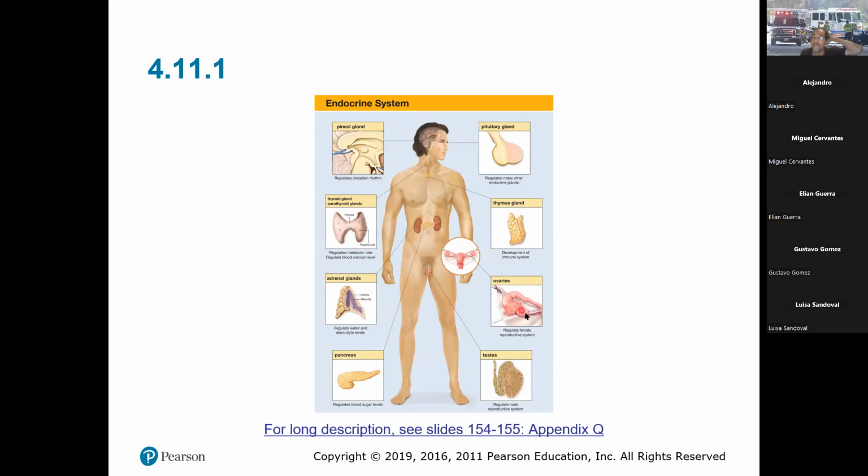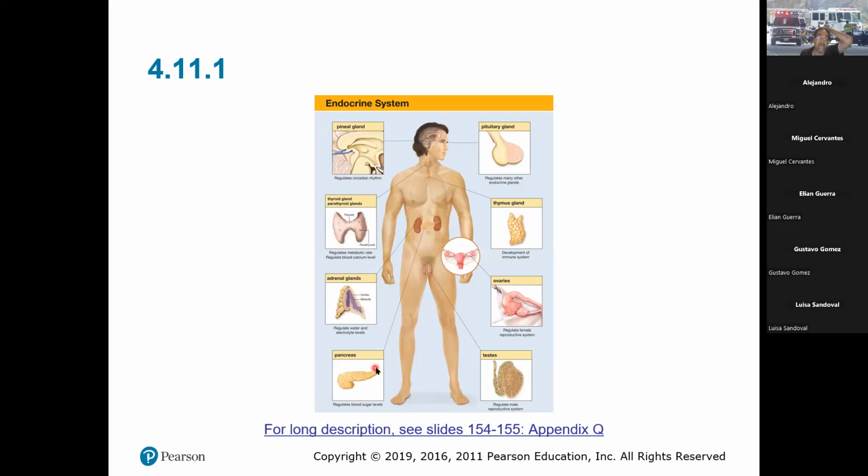Now, ovaries produce certain chemicals or hormones that actually regulate a female's reproductive system, or puberty hormones, which actually causes a female to become a female.